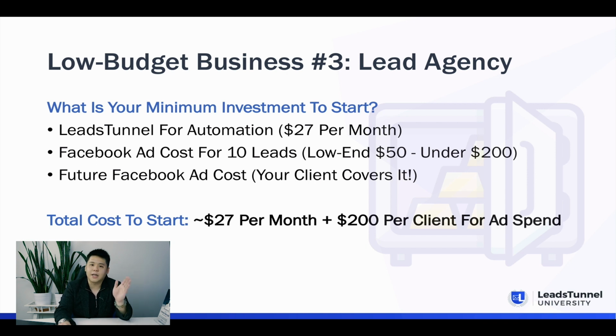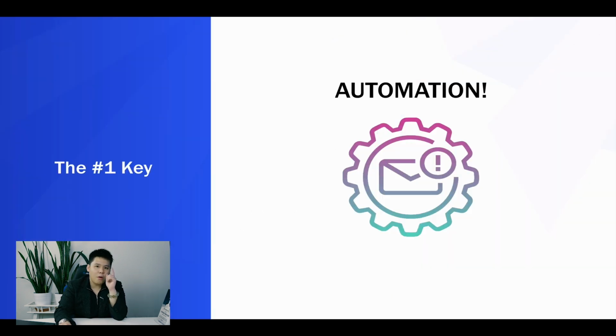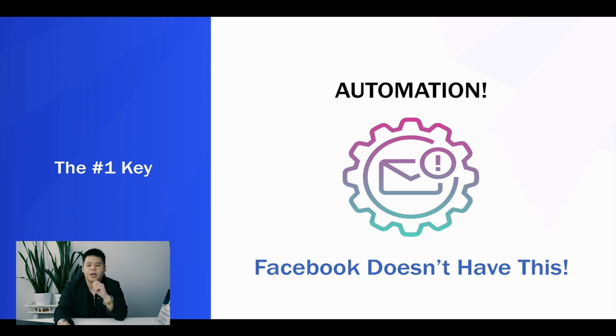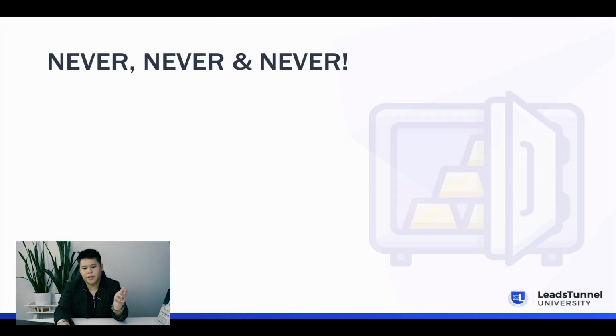But again, this is going to be a scalable model. You can go into different verticals, and all you're doing is setting up leads, giving the leads for free. They're interested, then you sell them a monthly service. But overall, regardless of which method you choose, the key is automation. This is the key. It's automation. And Facebook doesn't offer this.